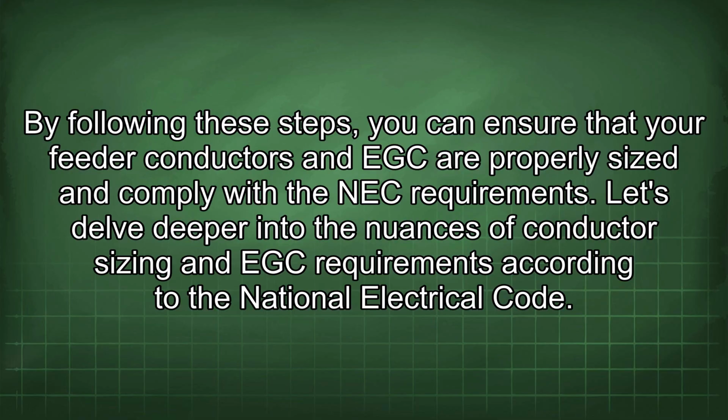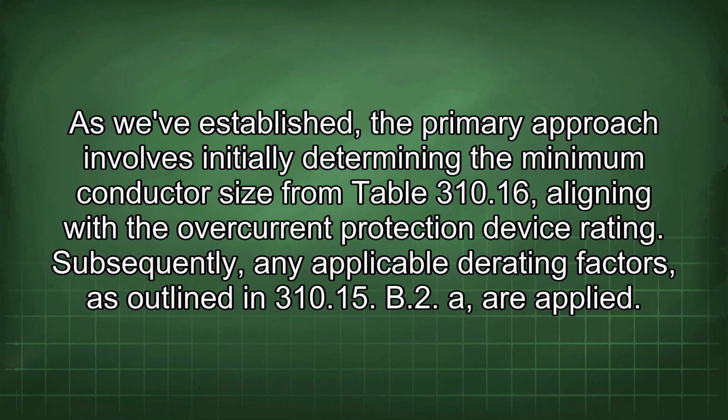the NEC requirements. Let's delve deeper into the nuances of conductor sizing and EGC requirements according to the National Electrical Code. As we've established, the primary approach involves initially determining the minimum conductor size from Table 310.16, aligning with the overcurrent protection device rating. Subsequently, any applicable derating factors, as outlined in 310.15(B)(2)(a), are applied.